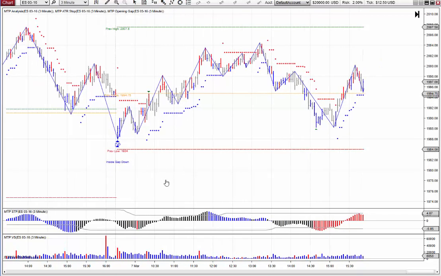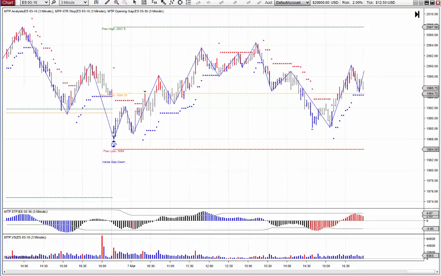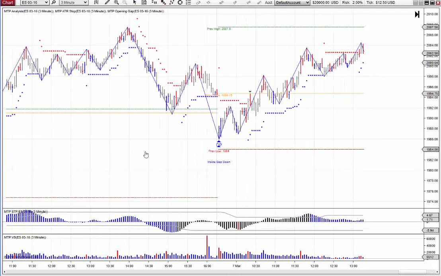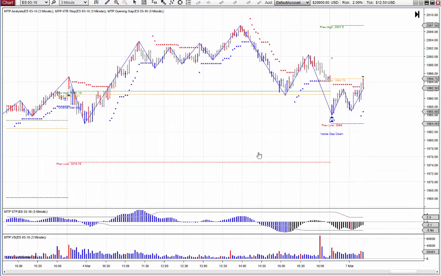So what this basically does is look at where the open price opens in relation to the previous day's close. In this particular case it said it's an inside gap down, so the open of today was actually down in relation to the previous day's close, but it's also inside the previous day's range.